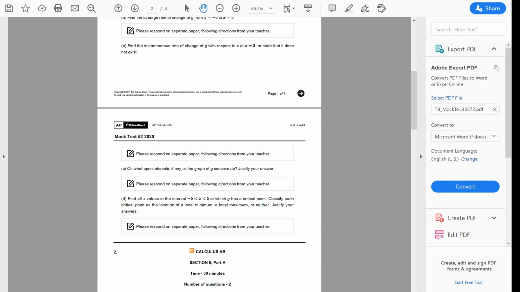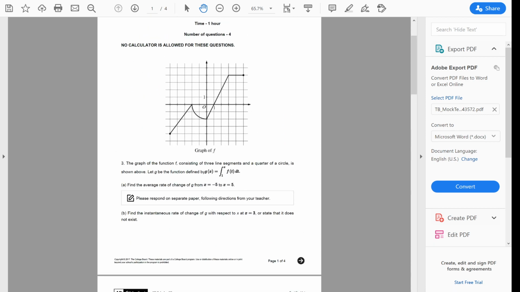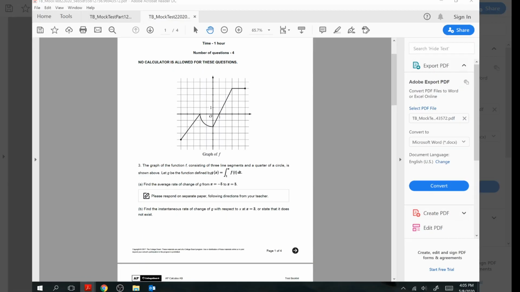All right. C. On what open intervals, if any, is the graph of g concave up? For this, it's literally just, this is a derivative graph. f is the derivative of g. So where f is increasing is where g is concave up. Those two: 0 to 3 and -5 to -2. Done.